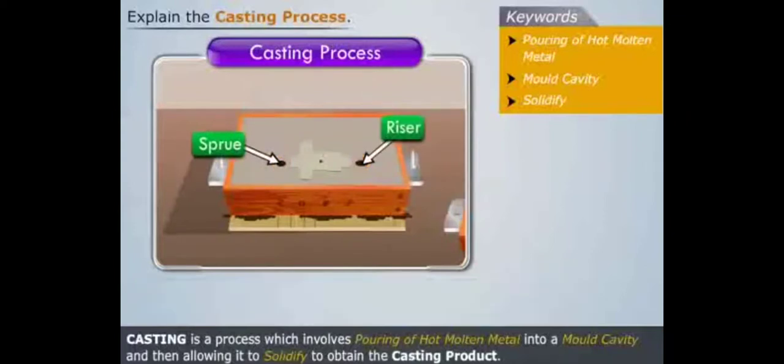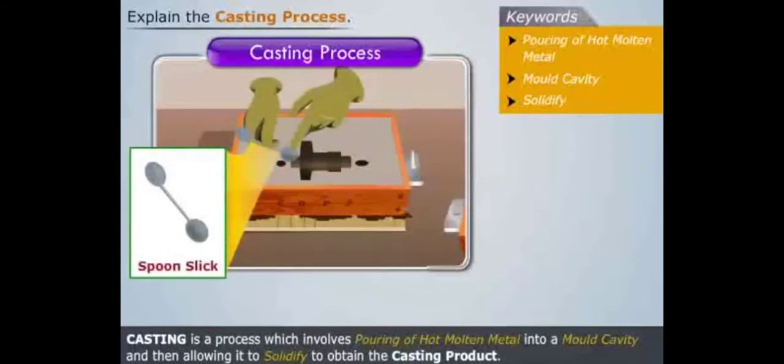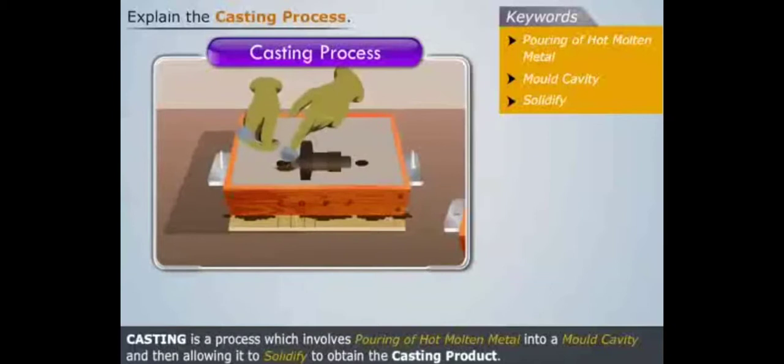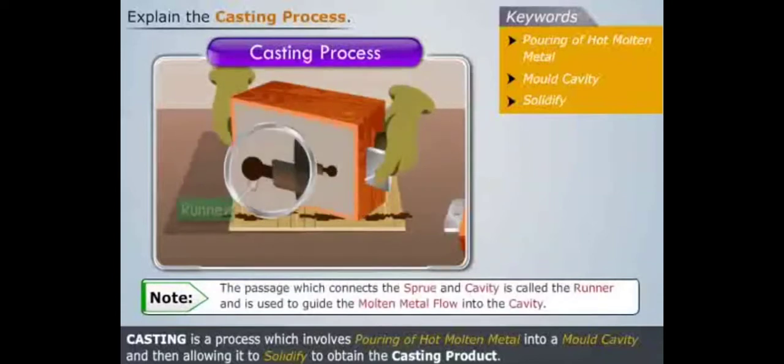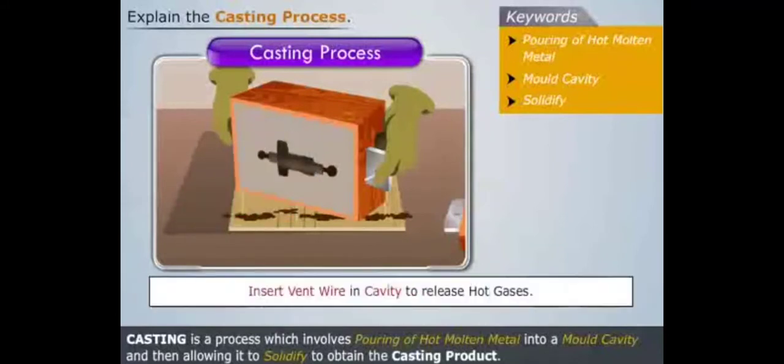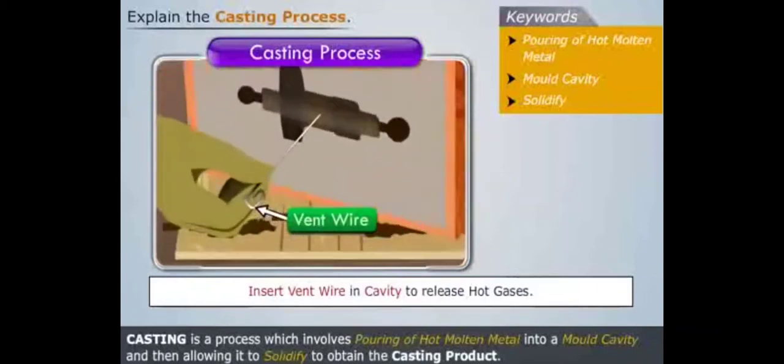Then use the draw spike to pick the pattern out of the sand from the drag and cope. The shape left in the mold is called the cavity. Then make a passage between these holes and the cavity with the help of a spoon slick. Note that the passage which connects the sprue and cavity is called the runner and is used to guide the molten metal flow into the cavity. Now in this cavity insert a vent wire to make a hole in order to release the hot unused gases.